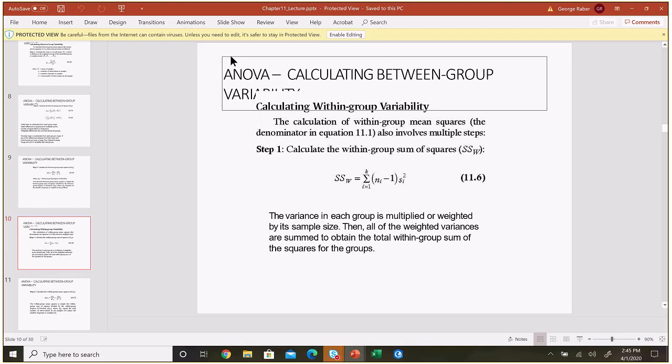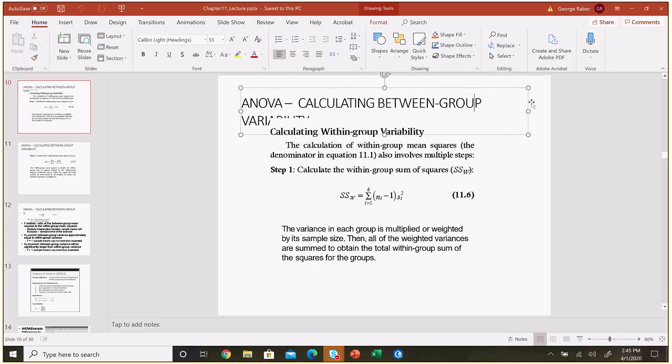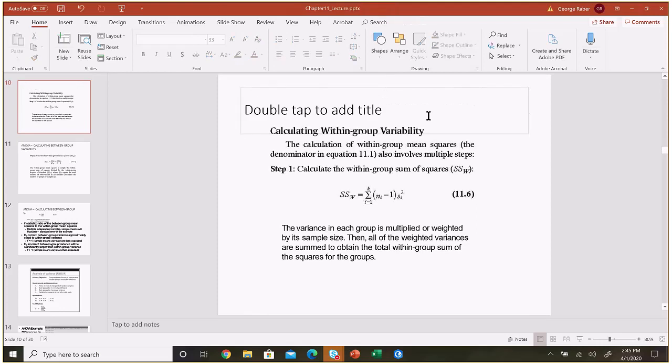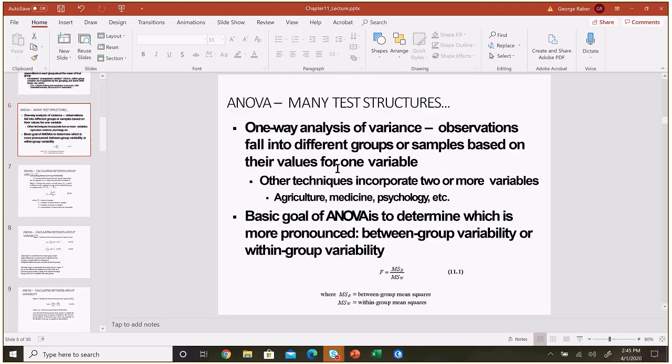Now, I need to delete that, it looks like. Anyway, we're moving on now to the within group. I just don't want to leave that up because it's kind of confusing. I tried to cover it up. All right. So that was between group. So that's the numerator. Let's go back up to here. The numerator here.